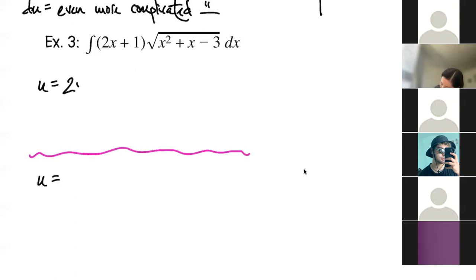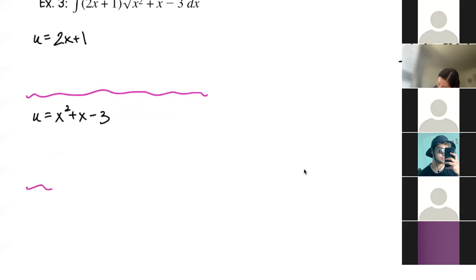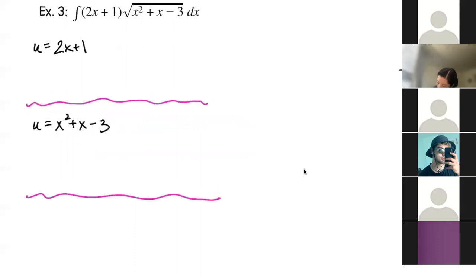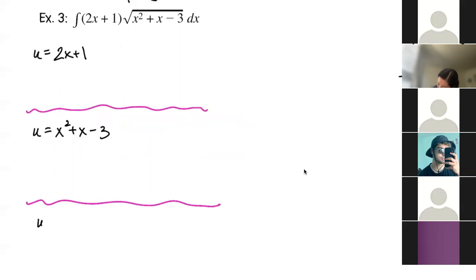All right, 2x plus 1. That's one guess. What could be another choice? x squared plus x minus 3. Okay. Now, just because this is only the third question we've done, let's say someone was like, well, why couldn't it be the square root of x squared plus x minus 3? Valid thought, okay? So we kind of have three options like we did before. So let's go ahead and find our du's and see which one of those might be most helpful.